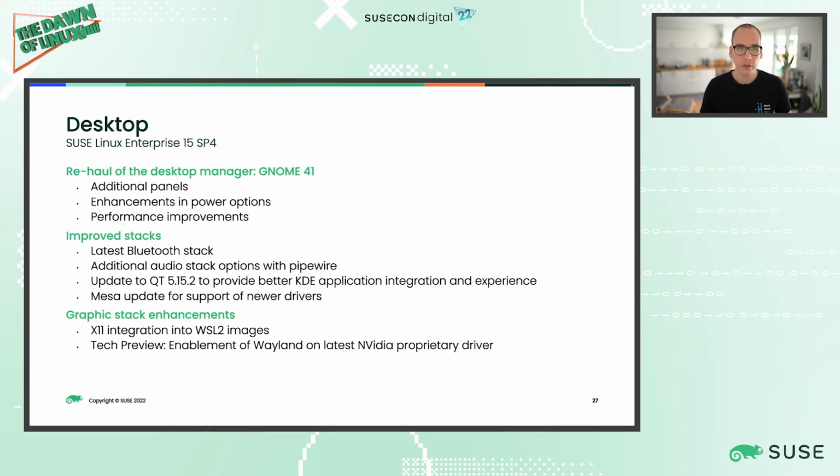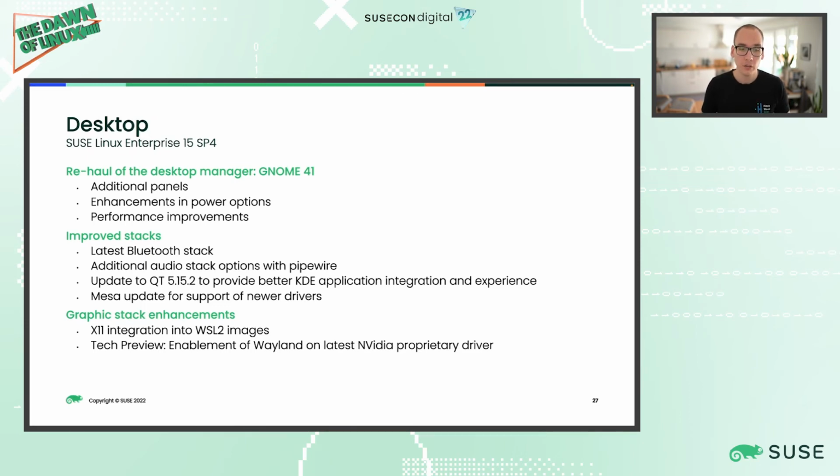On the desktop side, we did have some big changes. We moved to the newest GNOME 41 release. This adds additional panels and some enhancements in the power options. The performance overall has been improved. We also updated the whole stack around that. For example, the Bluetooth stack has been updated. We are now also providing an alternative audio stack option, so if you're interested, you can switch to use PipeWire on the desktop offering.